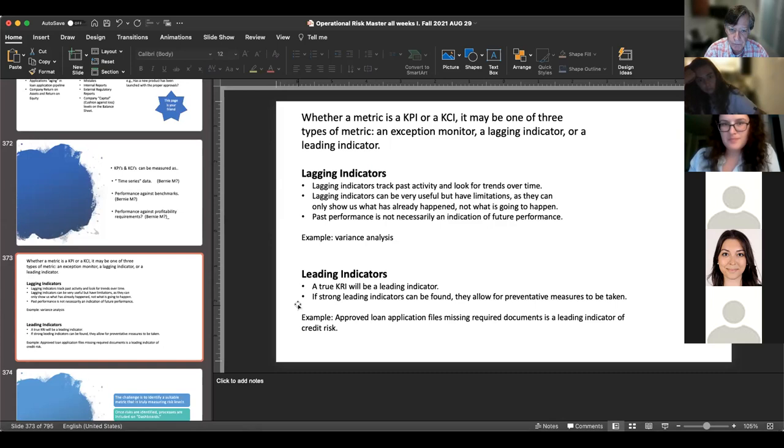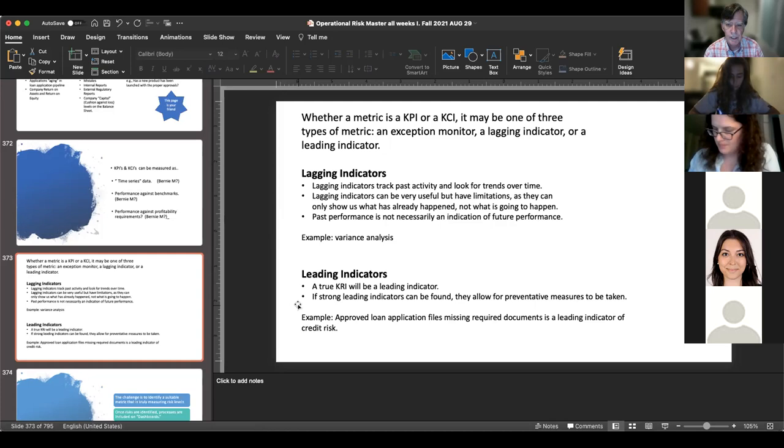The limitation is that they can only show us what's happened. A lagging indicator is not necessarily an indication of future performance. So a lagging indicator is worth a lot, but it does have some limitations. With a leading indicator, the best KRIs will be leading indicators. If found in time, it can really help you change the operation going forward.